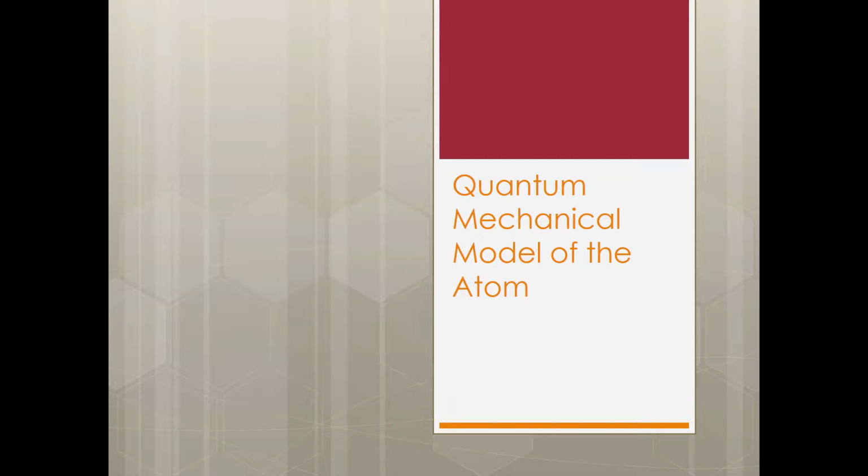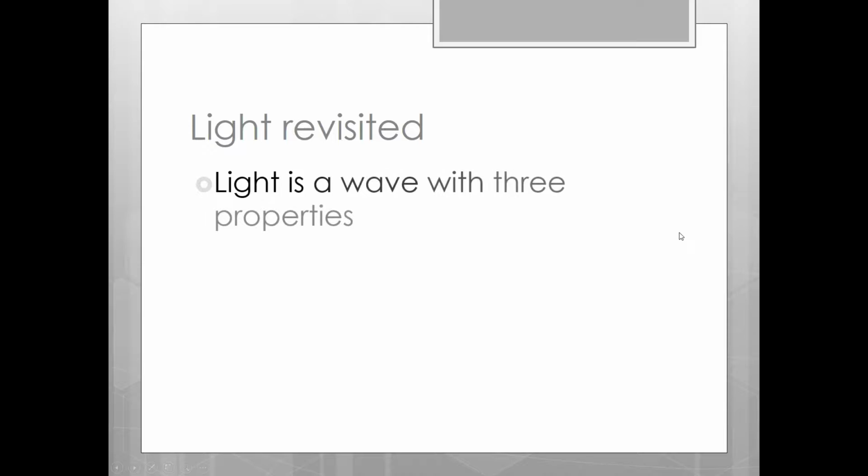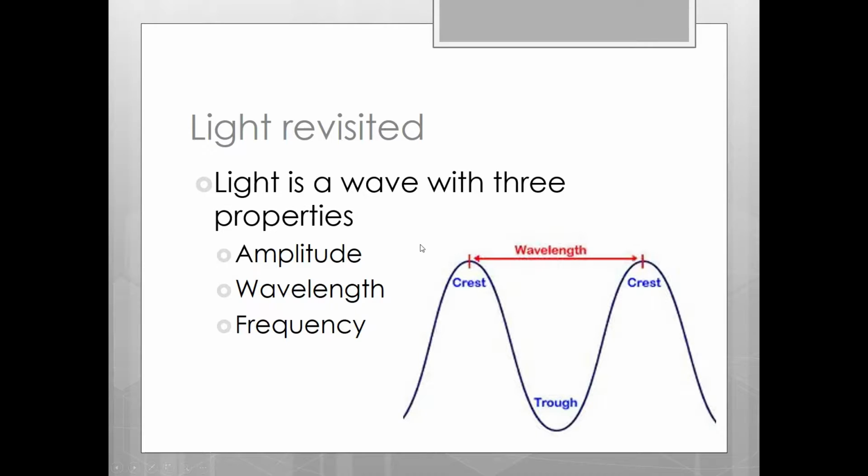Okay, so before we do that, though, we're going to talk a little bit about light. So the last time you guys saw light was probably in Science 8, if I remember correctly. And light, if you remember from Science 8, has three distinct properties. It is a wave, and it has these three properties. The first of which is amplitude.